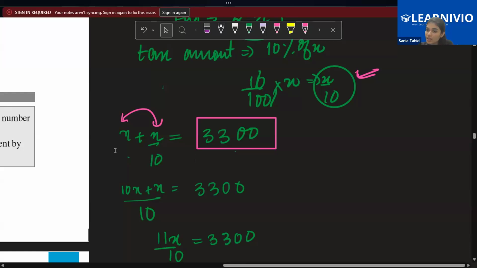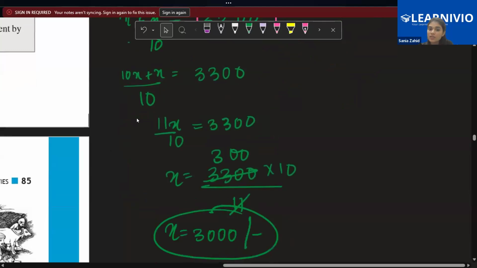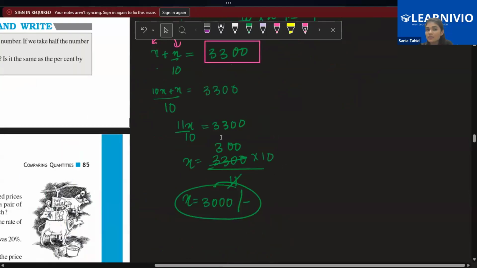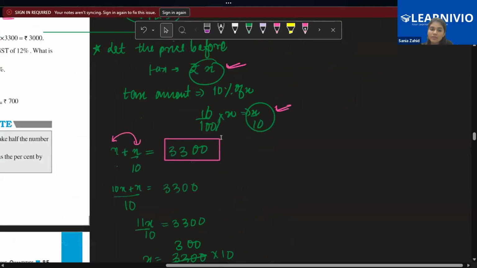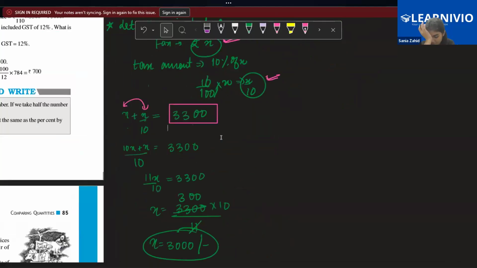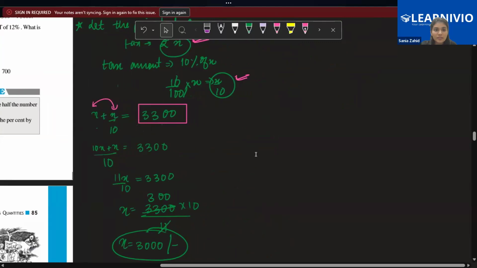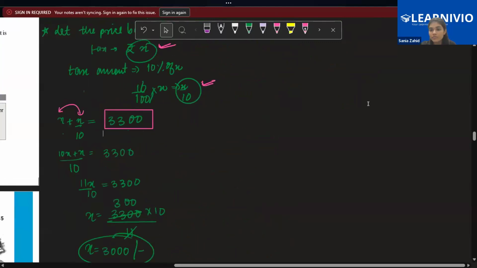So X is my original amount. X by 10 is my tax amount. You add both of them to get 3300. Okay. So that's how you find the value of X. So do it by this method quickly. You do it by this method and tell me if you are able to understand.